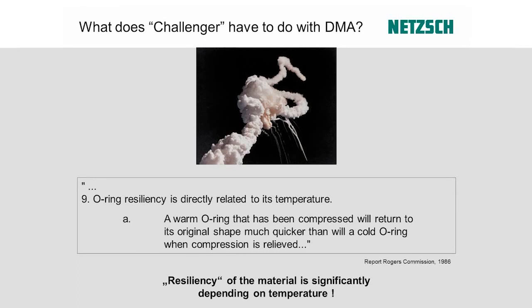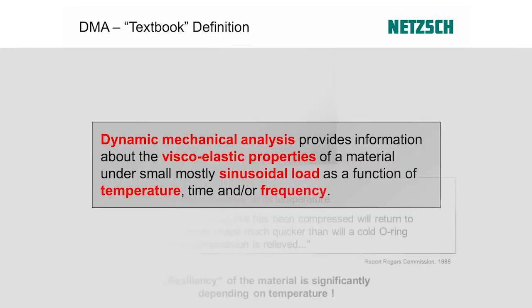And from this investigation it followed that this material property is significantly dependent on the temperature. So this is exactly where the DMA comes into play, because this is what you determine with the DMA: the temperature-dependent mechanics of a sample, in this case of an O-ring.